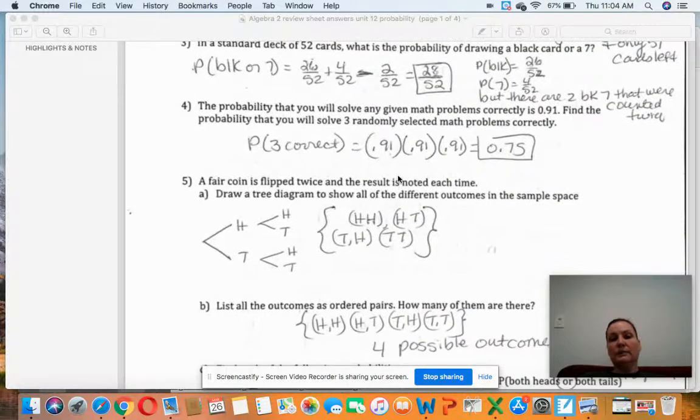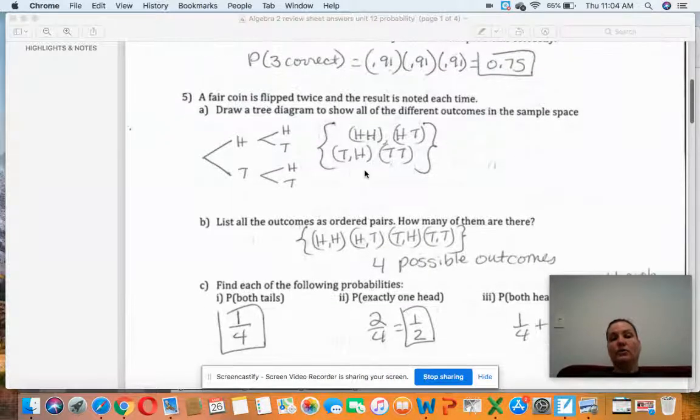Number 4, the probability that we'll solve a given math problem correctly is 0.91. Find the probability I will solve 3 randomly selected math problems correctly. So I'm going to solve one, and I'm going to solve a second, and I'm going to solve a third. Notice I'm saying "and," so I'm multiplying these 3 probabilities together right into my calculator, and that is 0.75.